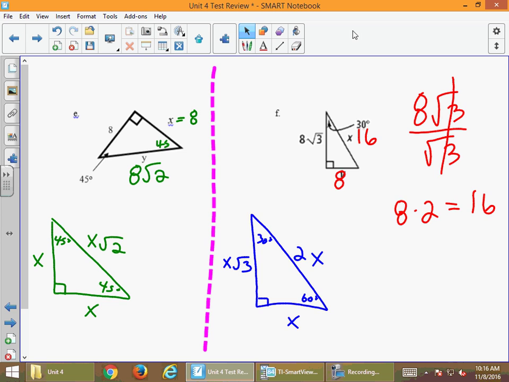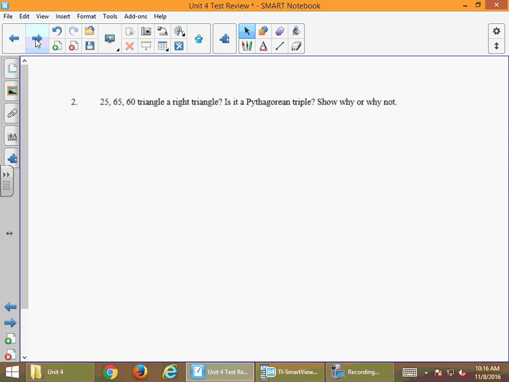All right, let's move on to numero dos. We got number 2 here. 25, 65, 60 triangle. Is it a right triangle? Is it a Pythagorean triple? Show why or why not.